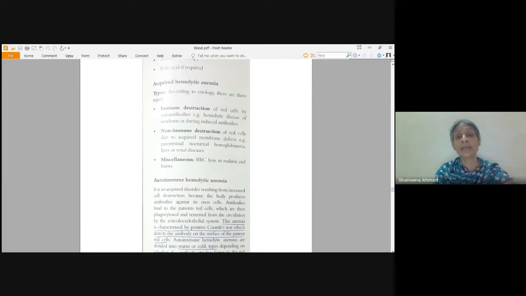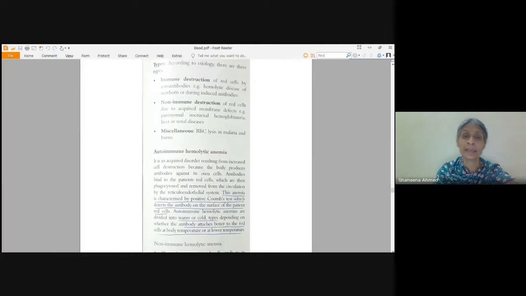Now, acquired hemolytic anemias, according to their etiology, can be due to immune destruction of the RBCs due to autoantibodies, like the hemolytic anemias that we've just studied. Then hemolytic anemias can be due to non-immune destruction of the red blood cells, like in liver or kidney diseases, or there can be miscellaneous conditions like malaria or burns in which we see destruction of the RBCs.